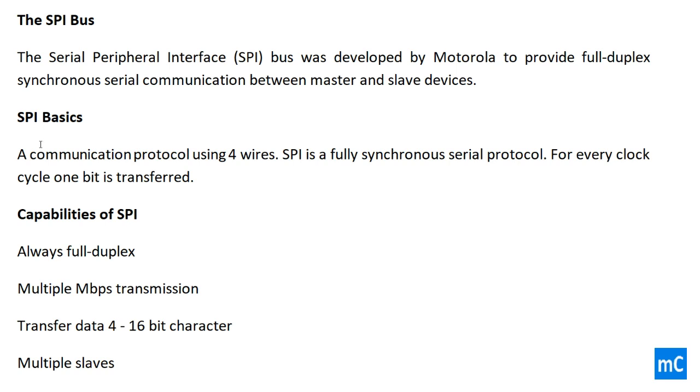SPI basics. A communication protocol using four wires, SPI is a fully synchronous serial protocol. For every clock cycle, one bit is transferred. These are the basics of the serial peripheral interface.